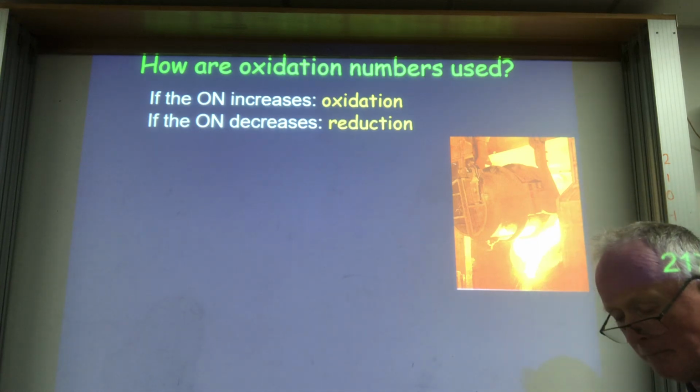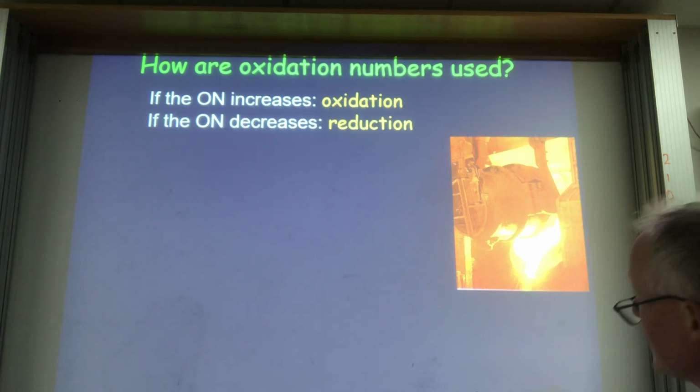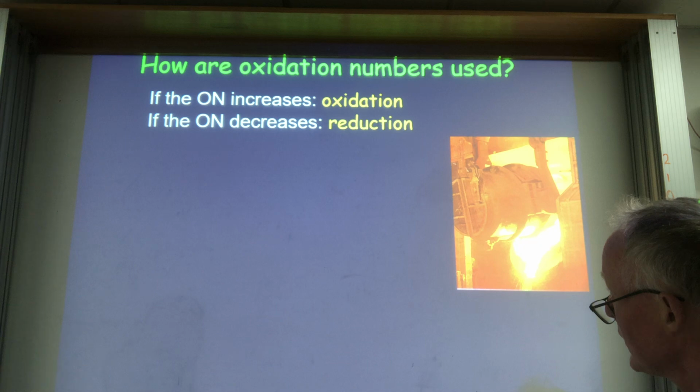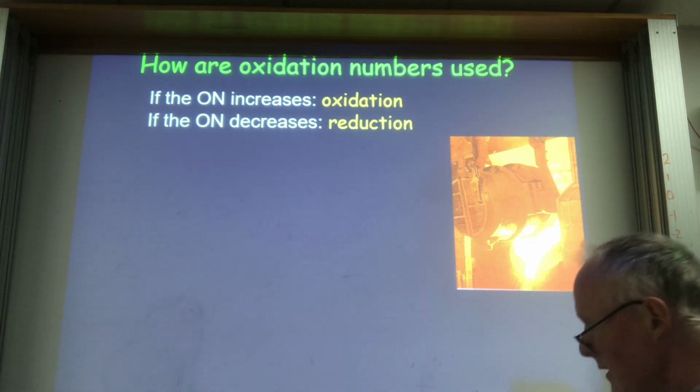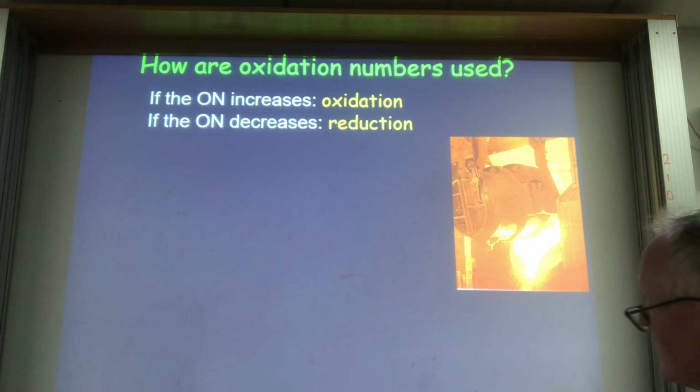Okay, why do we bother? Well, because oxidation numbers enable us to work out what's being oxidised, what's being reduced. So we look at an element in an equation, and if over the course of that equation the oxidation number of that element goes up, it's being oxidised. If it goes down, it's being reduced.